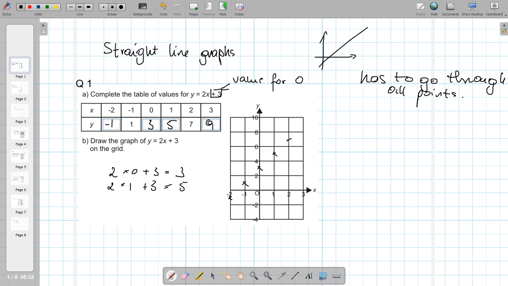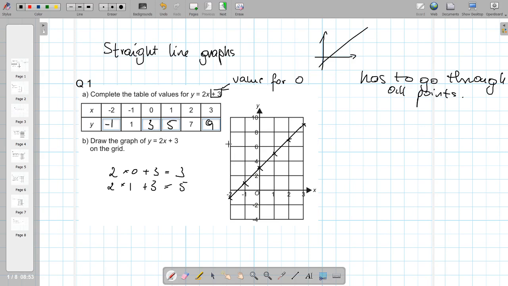5, 7 and 9. And now you've got this tool there on MathsWatch to join all of these points together. As you can see, it depends how accurately you draw them, but you should hit all of the marks. If you have one of the crosses somewhere off the line, that means you probably made a mistake when you were calculating.